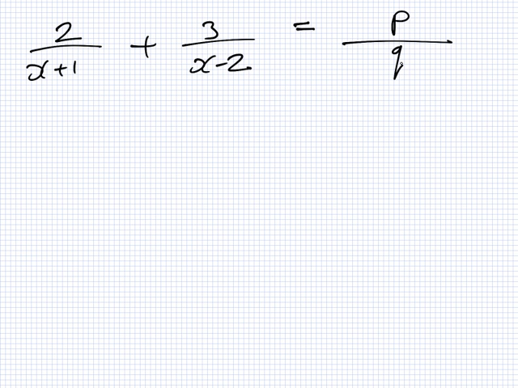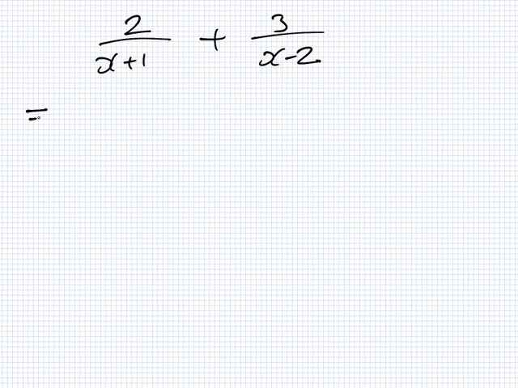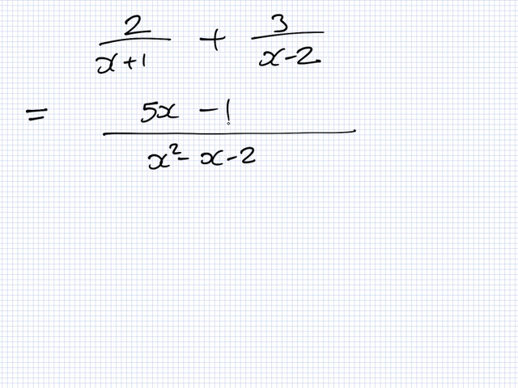Now, did you get an answer here yet? Andrew, you have an answer? Yusuf? Great. Okay, so what did you get on the bottom? I want you to expand that. x squared minus x minus 2. And on the top? 5x minus 1. So can you see that this is a linear over a quadratic?